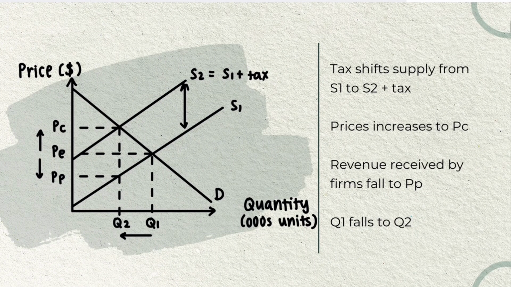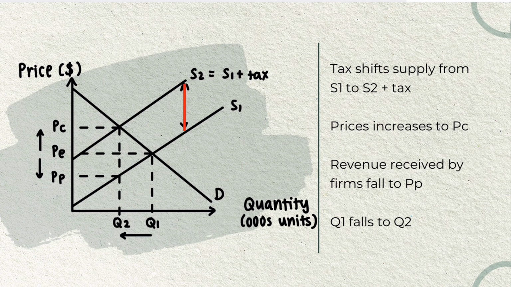The first thing that happens when the tax is applied to the production of a good is that it decreases its supply from S1 to S2 plus tax. The result of this is that the consumers will pay a higher price of PC, which makes logical sense, but the other one is that the producers will be receiving less revenue. And the reason for this is that the tax is split between the consumers and the producers.